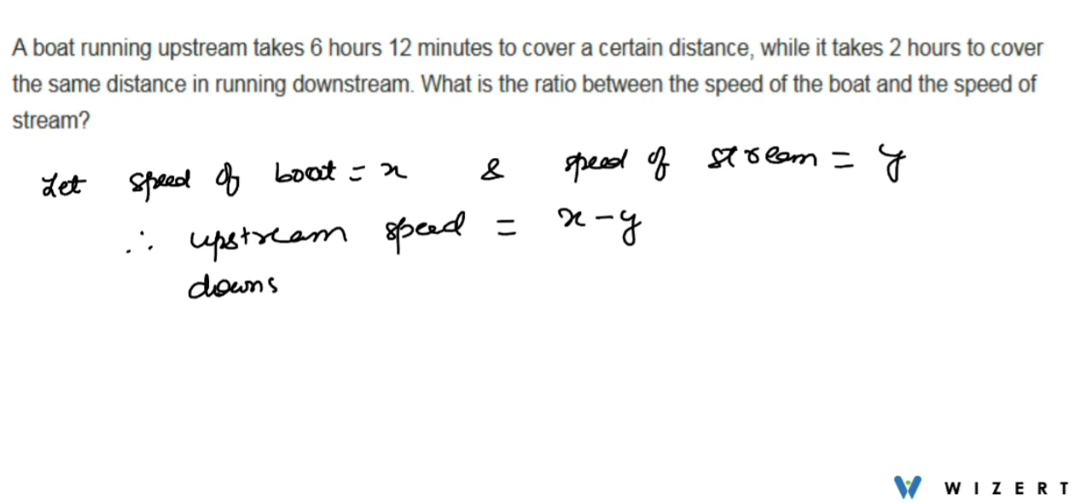Similarly, in the downstream speed, what happens? The speeds are added, the speed of boat and the speed of stream. So x plus y is the speed.